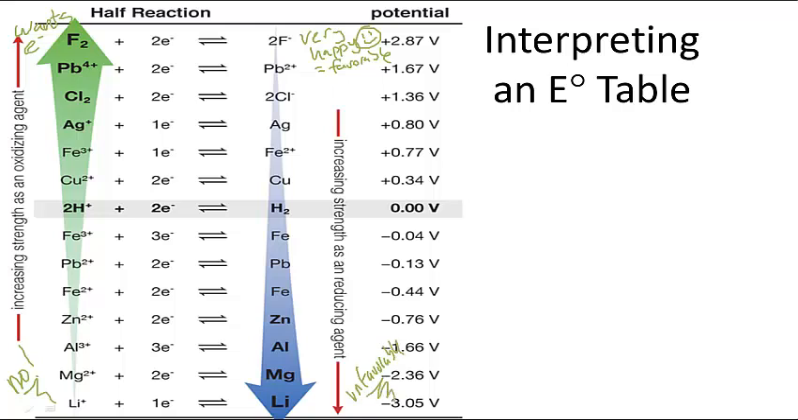So the reduction of lithium is the most unfavorable reaction you can have in terms of reduction. This has the lowest reduction potential, which means it's the least favorable of all the things on the table. So the way I just like to write an arrow, increasing favorability.